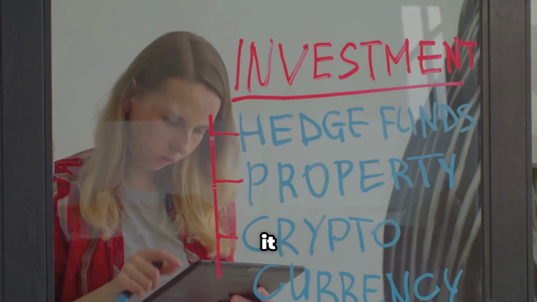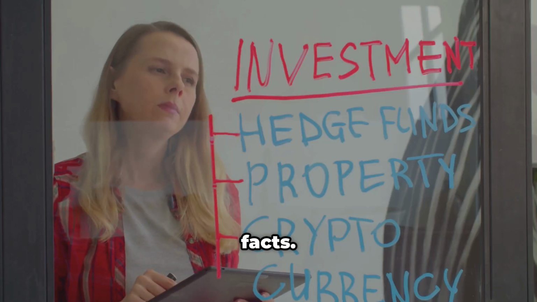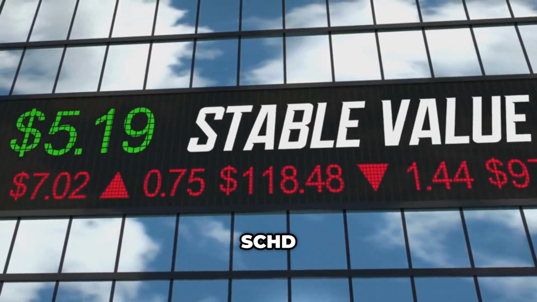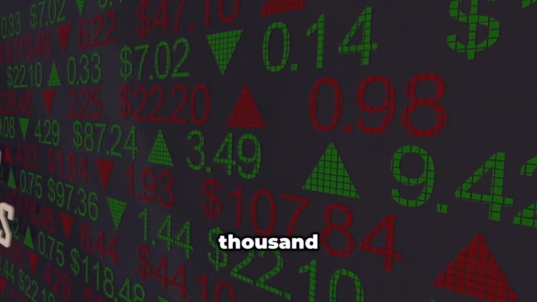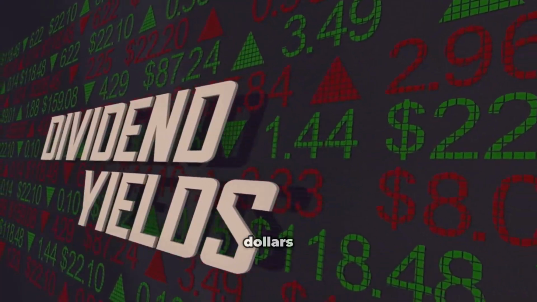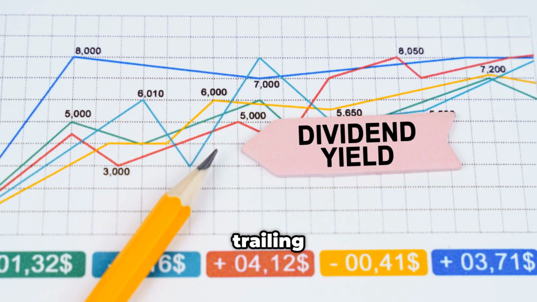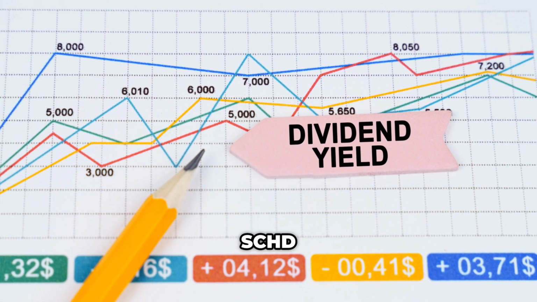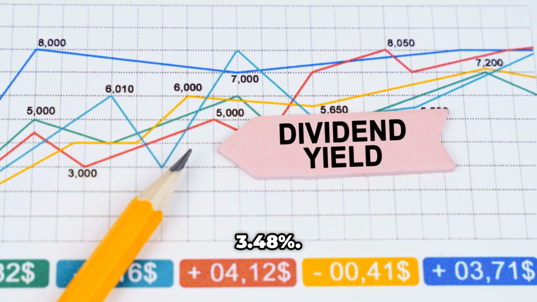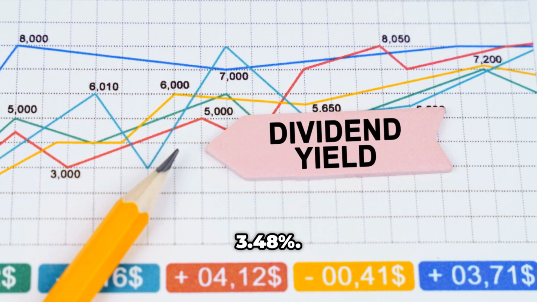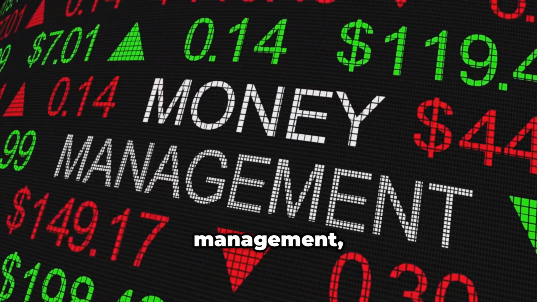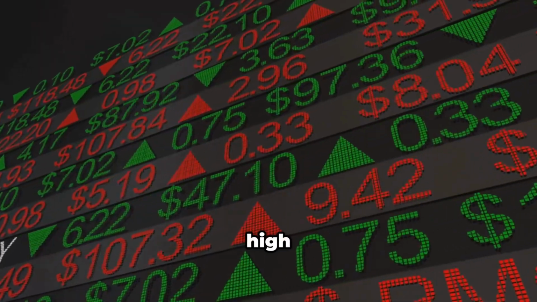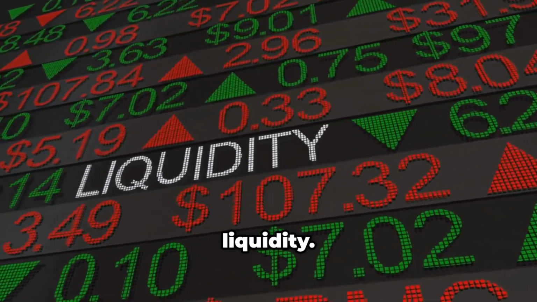Before we explain what it does, let's start with the facts. The expense ratio for SCHD is just 0.06%. For every $10,000 you invest, you pay only $6 per year. The current trailing 12-month dividend yield for SCHD is approximately 3.48%. SCHD has approximately $54 billion in assets under management, or AUM. A high AUM often leads to better liquidity.